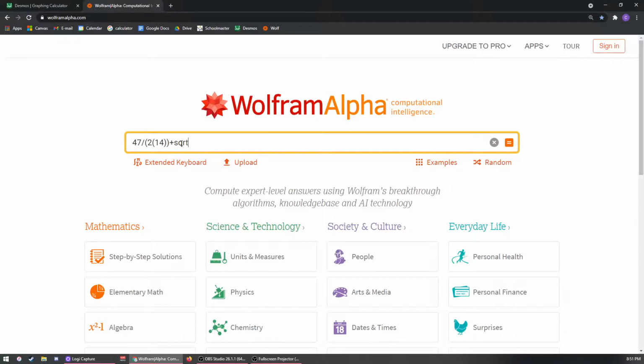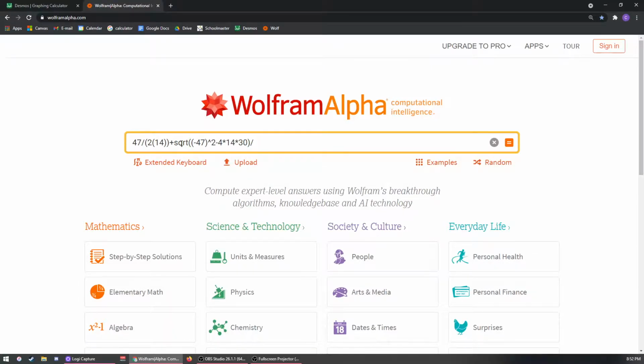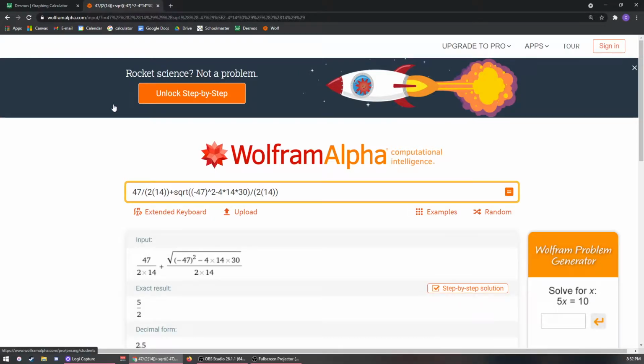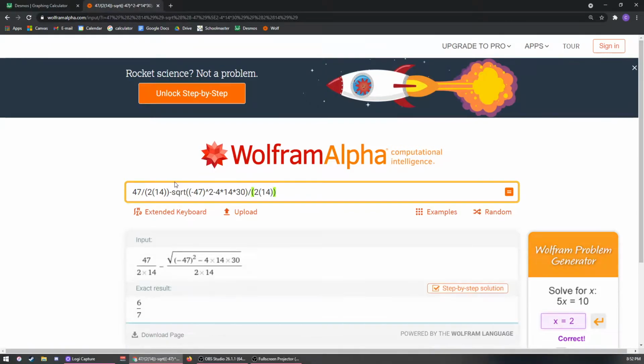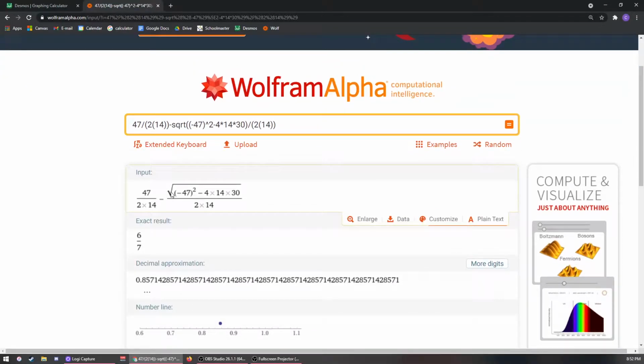So plus, and then you got the square root, parentheses. Oh, come on. Negative 47 squared minus 4 times 14 times 30, close the parentheses, divided by 2 times 14. All right. And it turns out this is exactly 5 over 2, which is exactly 2.5. Or, let's change this to a minus sign because it is plus or minus that square root, it looks like 6 over 7, which is approximately 0.857 it says there.